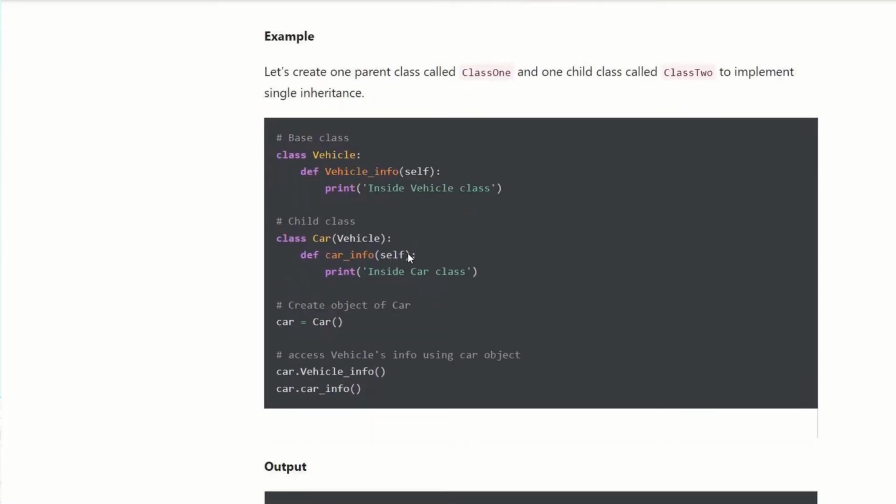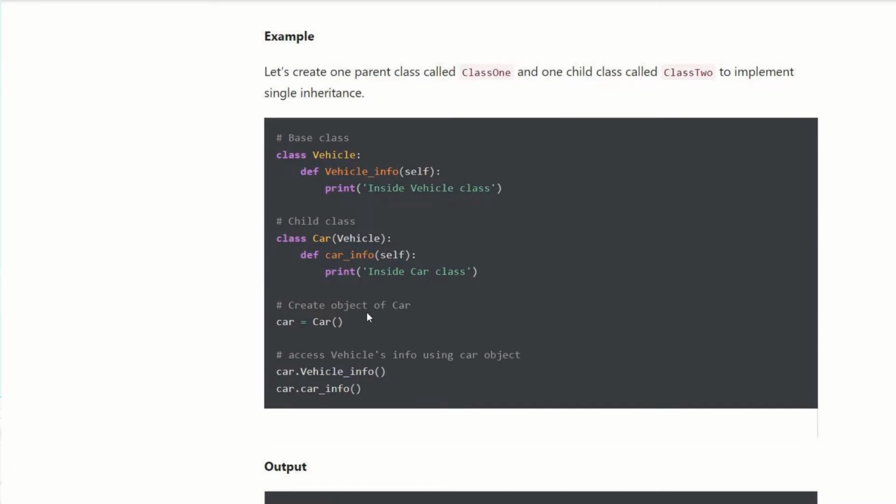So here is an example of a single inheritance. We have our base class, which is our parent class, and then our child class. Here are also the methods of the different classes. Here, the car inherits the properties of our vehicle. So there is only one inheritance, or this is an example of a single inheritance: one parent class and one child class.